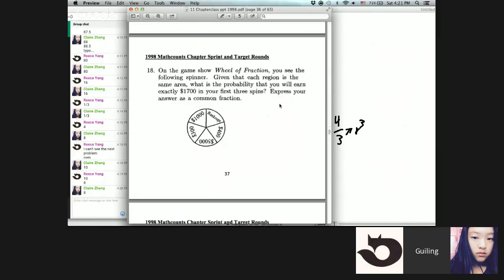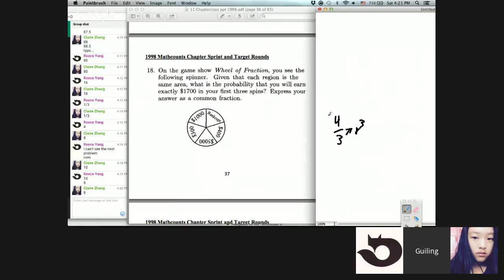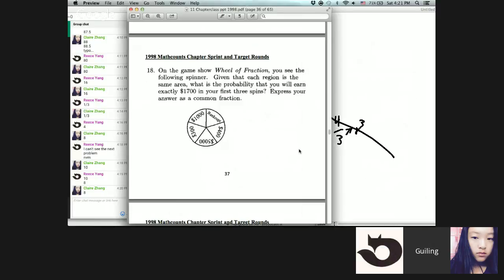Okay. So in the game show Wheel of Fraction, you see the following spinner. Given each region is the same area, what is the probability you will earn exactly 1700 in your first 3 spins? Express your answer as a common fraction.